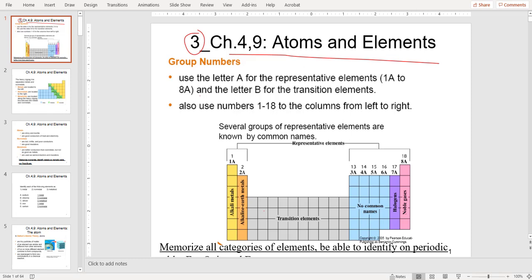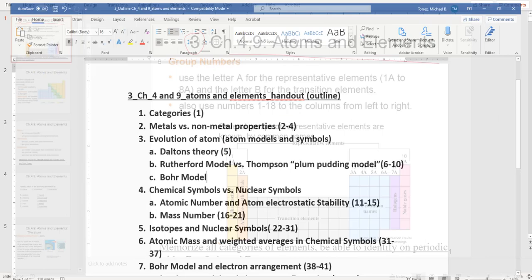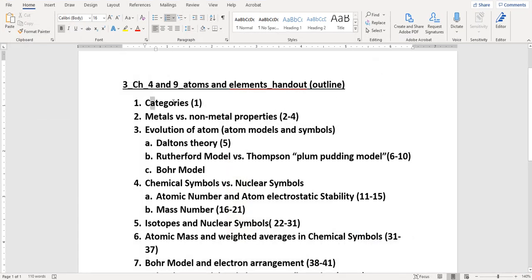This is Mr. T, and this video is on Packet 3, Chapter 49, Atoms and Elements. In this handout, we're going to talk about the categories of elements in relation to the periodic table. We're then going to talk about various properties of elements, as well as what is an element. We'll do it from a historical perspective. We'll start off with the very earliest models to the later ones.